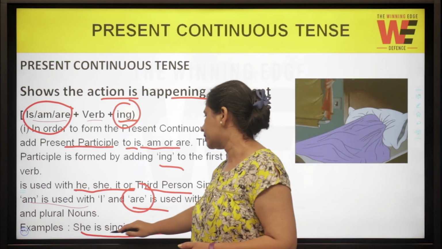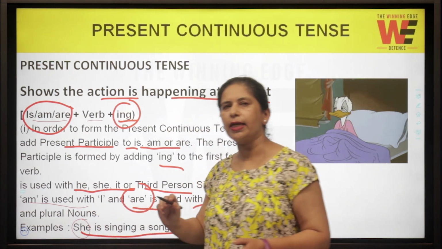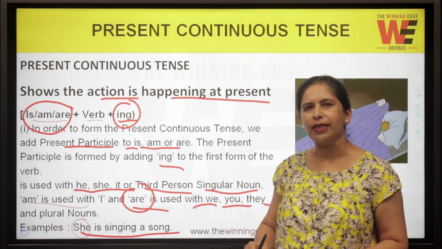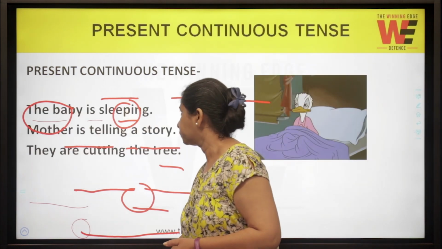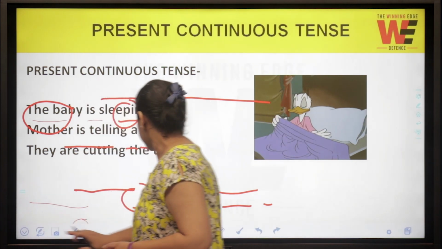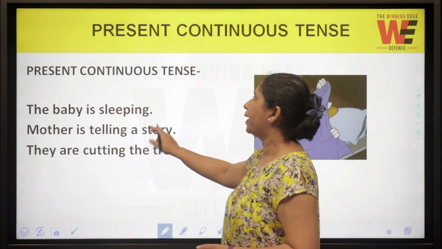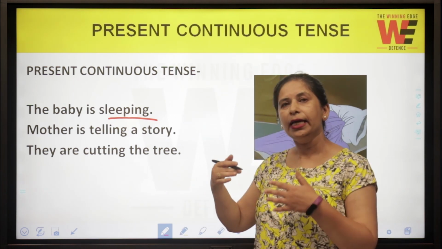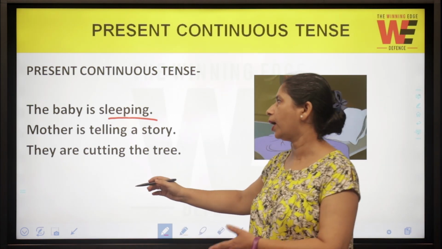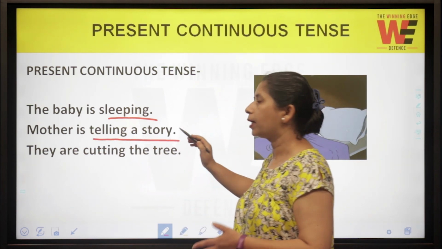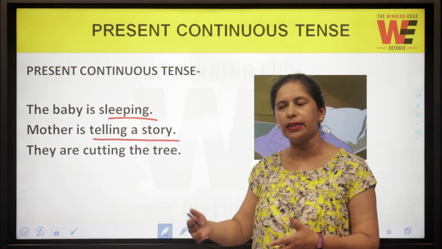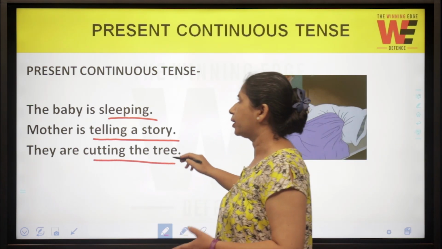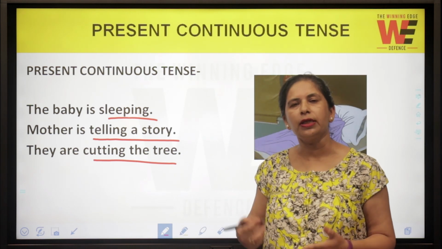Okay. So she is singing. तो she is singular. तो she के साथ क्या आएगा? Is. She is singing a song. So that is the example of present continuous tense. Next example is the baby is sleeping. Again example of present continuous tense. The action is happening right now. अभी baby सो रहा है. Mother is telling a story. Again an example of present continuous tense. Something that is happening at the present moment. They are cutting the tree. Again an example of present continuous tense.